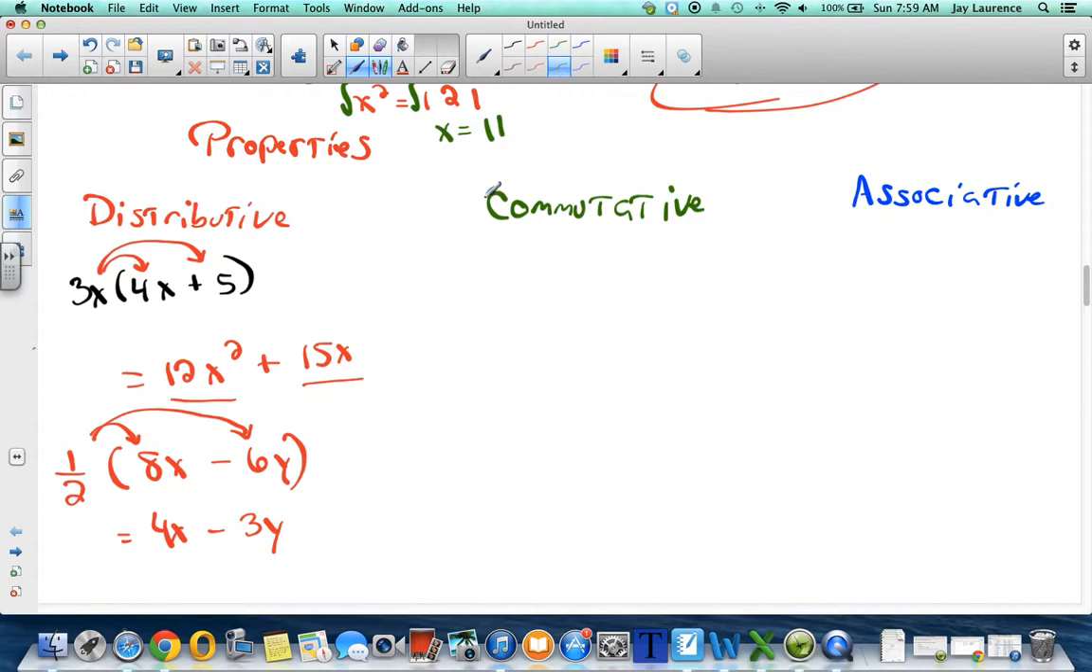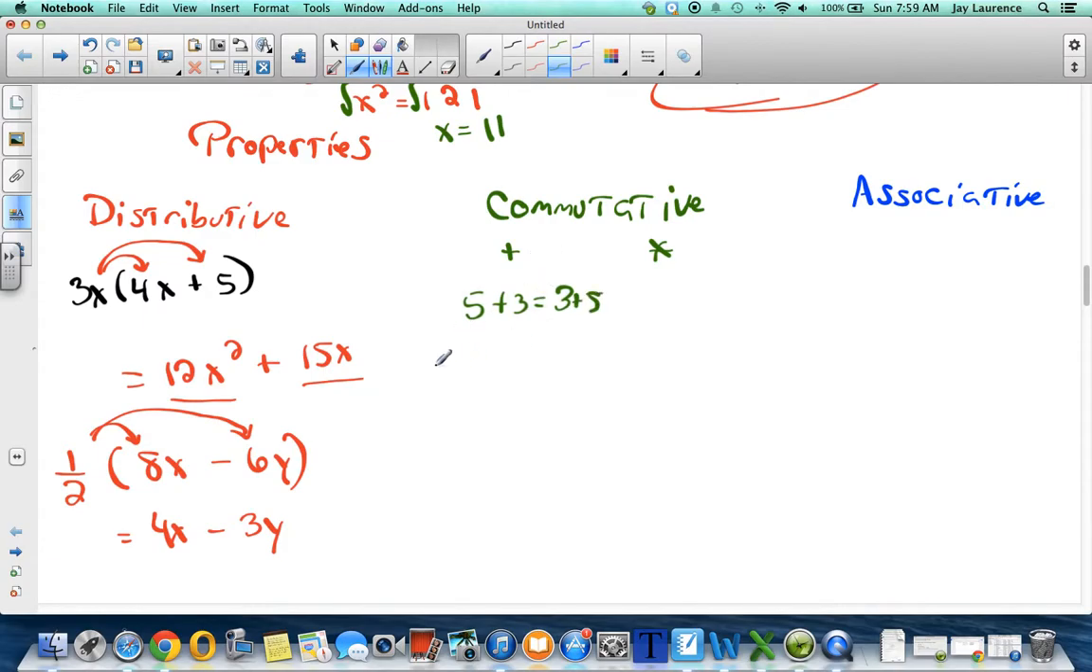All right, the commutative properties, and there's two of them. There's one of addition and there's one of multiplication. They're done the same way, but you have to indicate which operation is being used. The commutative property says the order doesn't matter. It says you can change it. So 5 plus 3 is the same as 3 plus 5. That's the commutative property of addition.